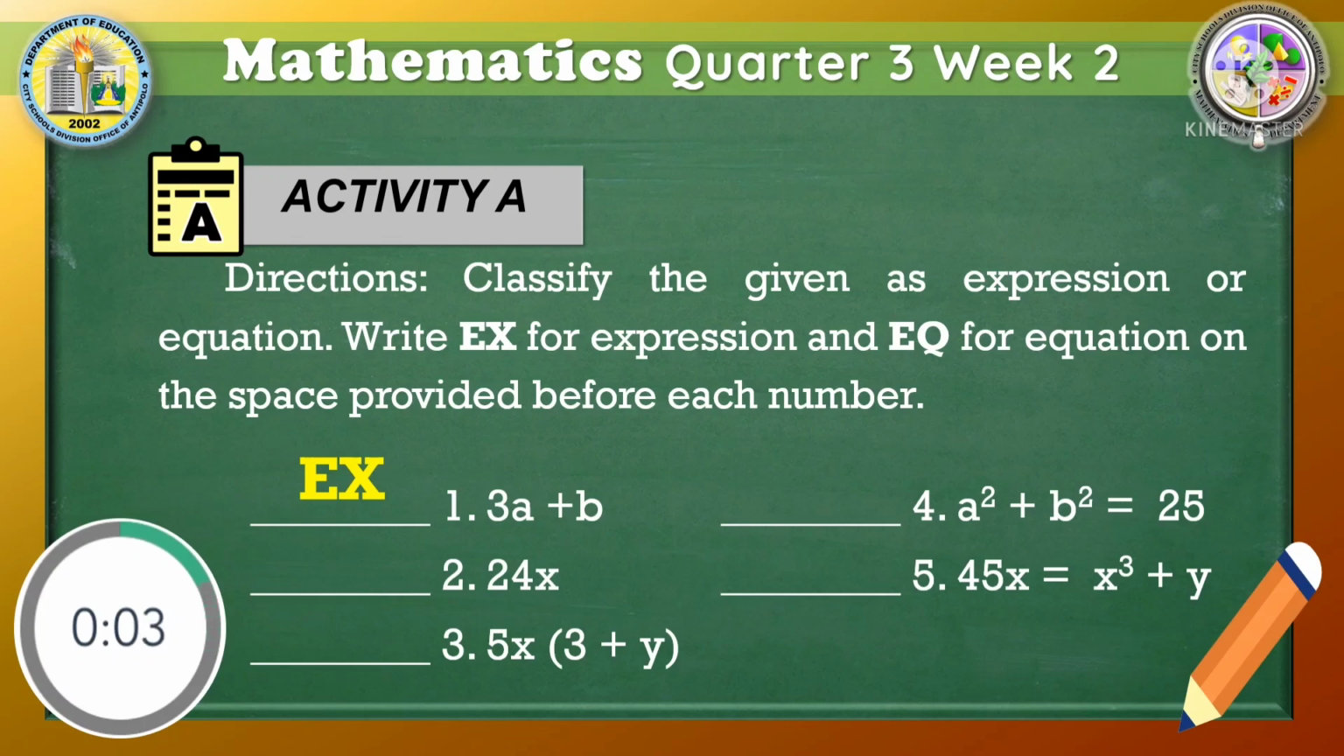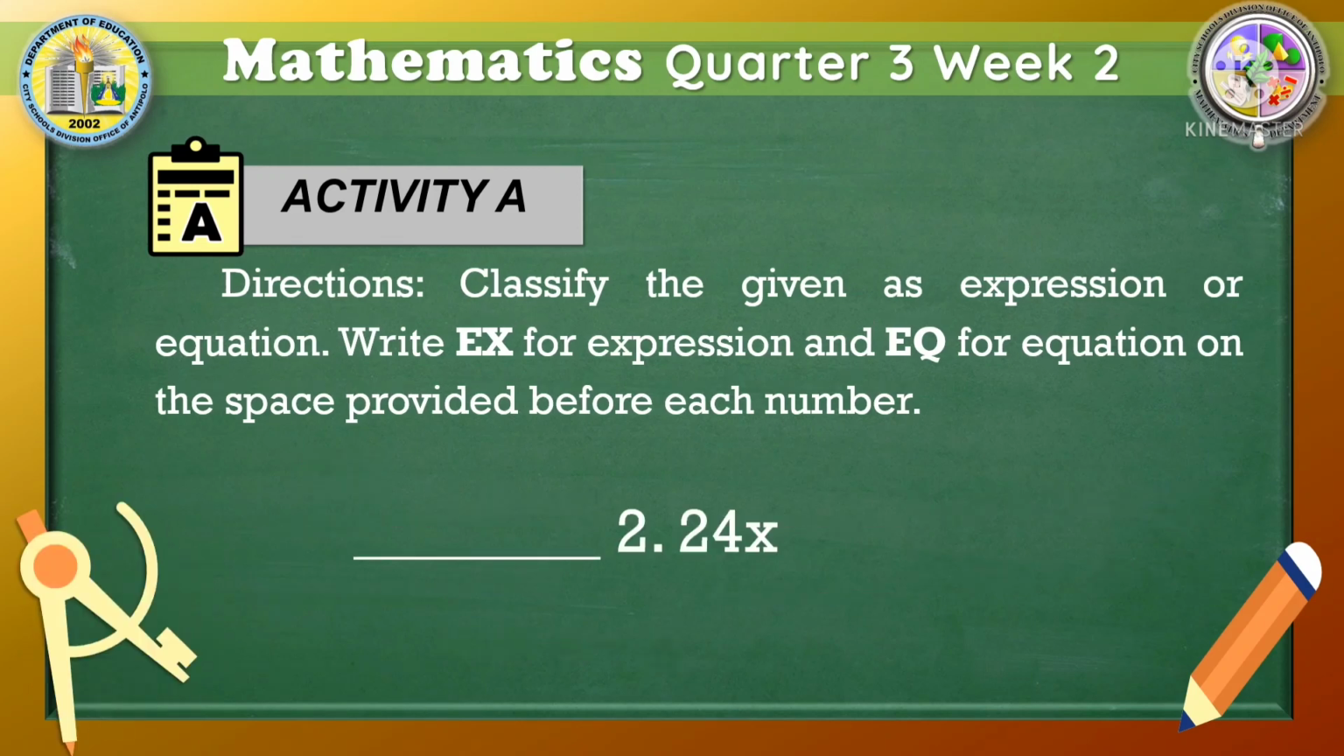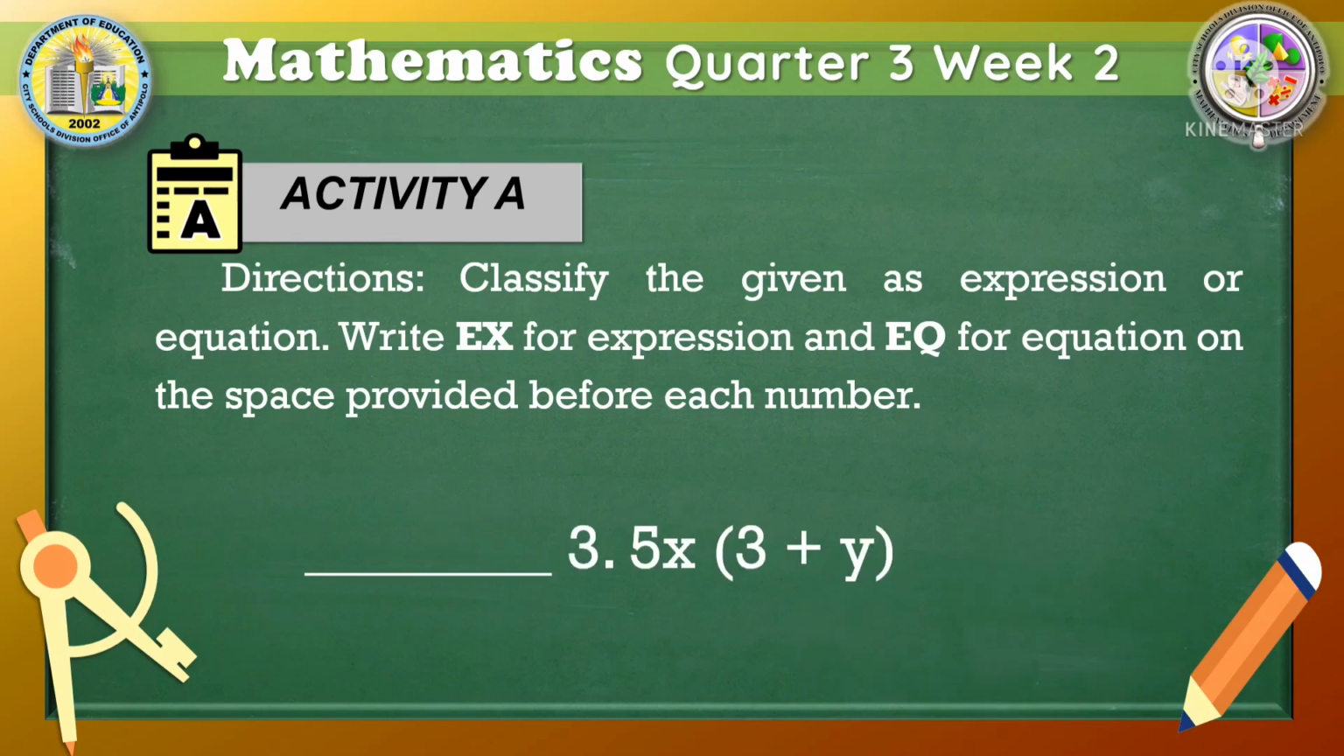Time is up. Let's answer number 2. In number 2, the given is 24x. The correct answer is EX. You're doing great. Next, we have in number 3, 5x, open parenthesis, 3 plus y, close parenthesis. The correct answer is EX.